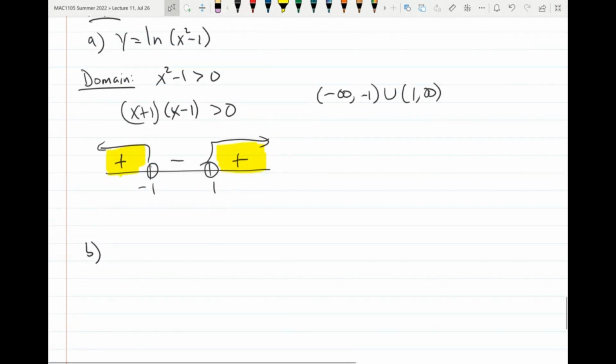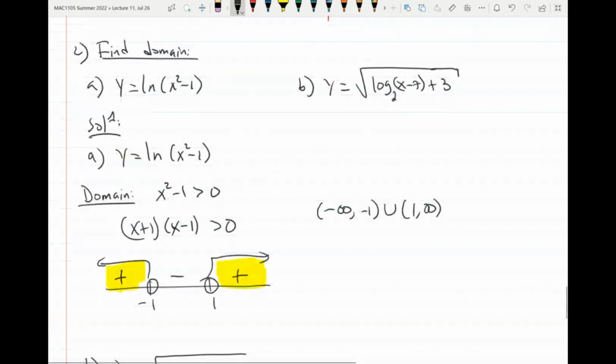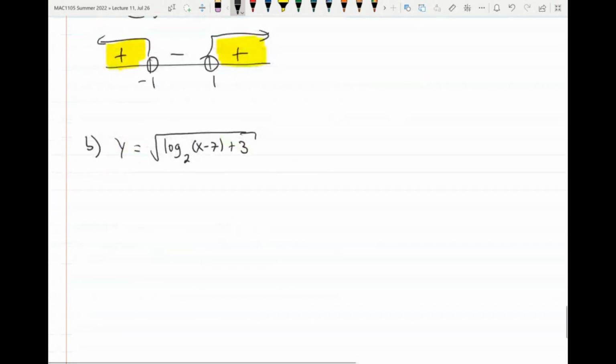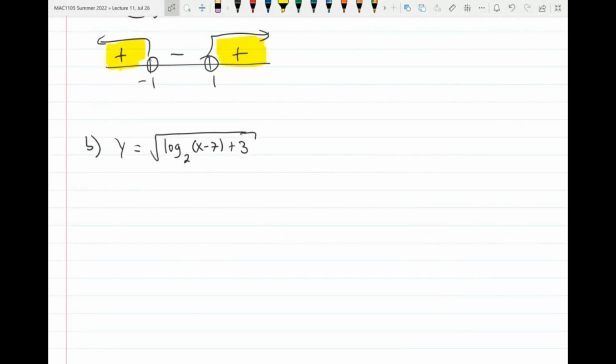So we have y equals square root of log base 2 of x minus 7, plus 3. All right, so what do we need to ask ourselves to find the domain of this function? Well, there's two things. There's the square root, you need to put everything that's under the square root greater than or equal to 0, and then also x minus 7 greater than 0.